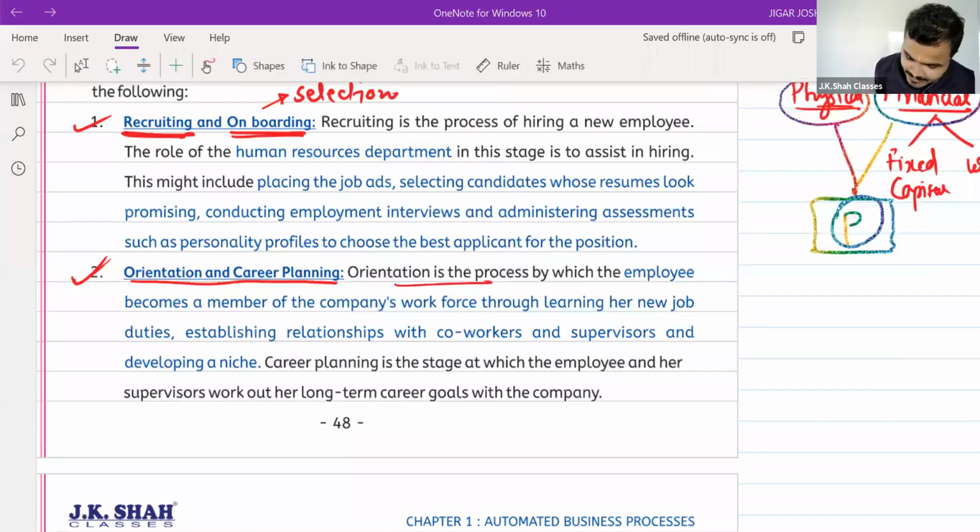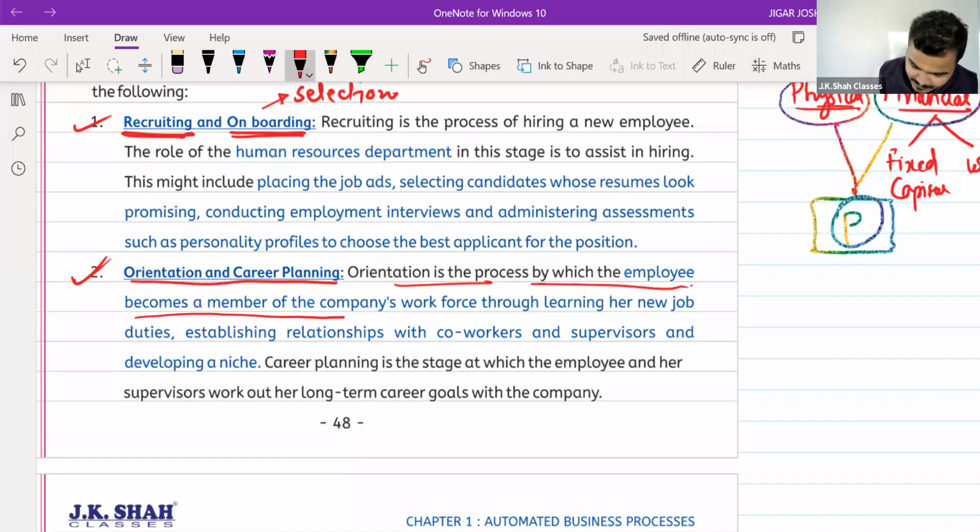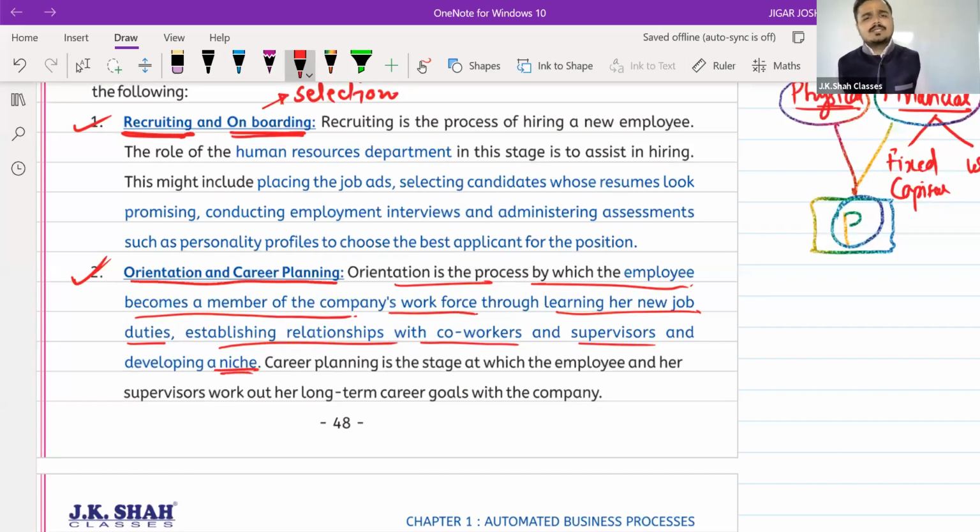Orientation is the process by which an employee becomes a member of the company's workforce through learning the new job duties, establishing relationships with co-workers and supervisors, and developing a niche. What is a niche? A small team. Understood? They will be able to develop a niche, a small, coordinated relationship between each other.